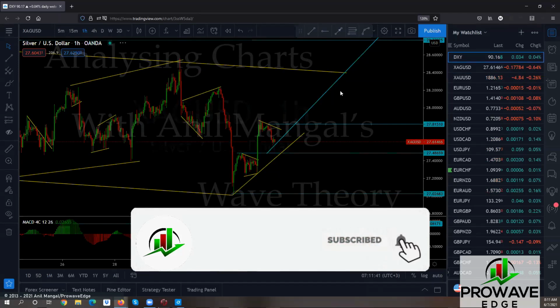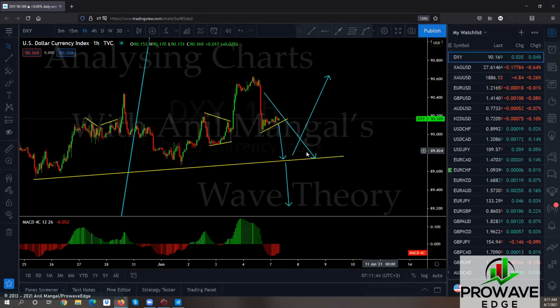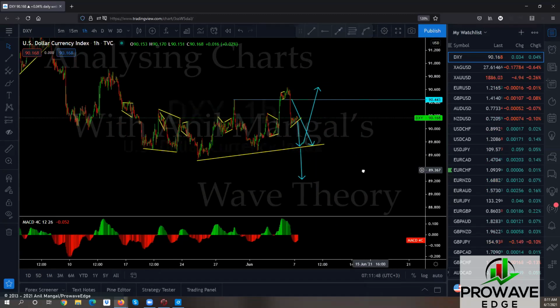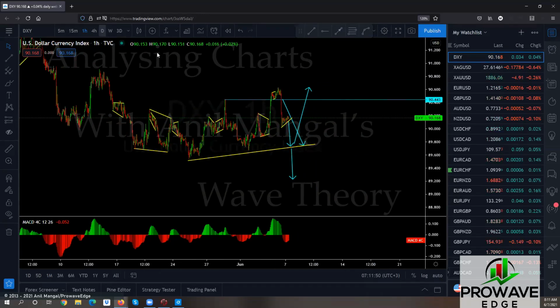Let's start with the dollar index. Dollar index did exactly as we expected last week, and hopefully this week we're going to have a similar one. So what we're doing is we're trying to get towards the daily low.